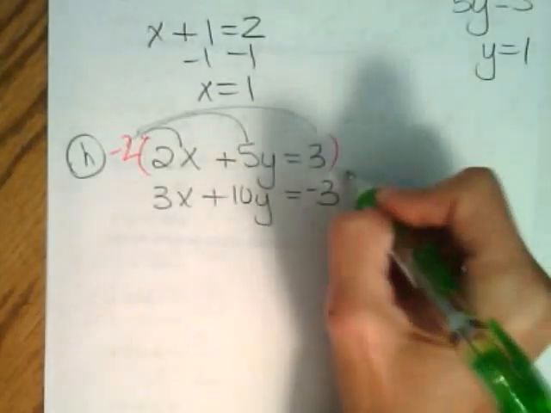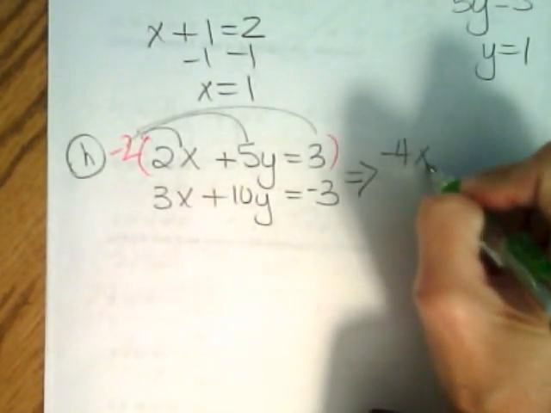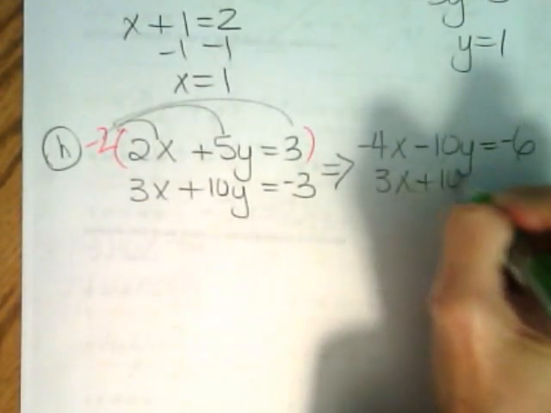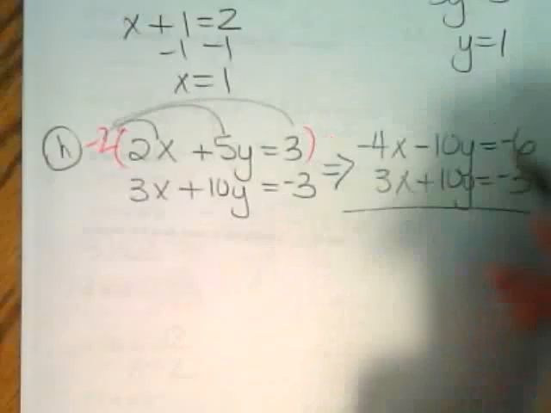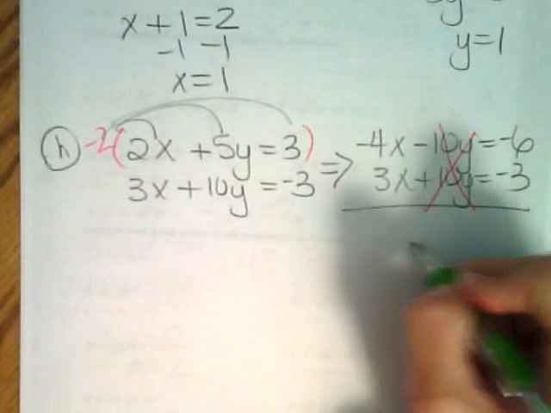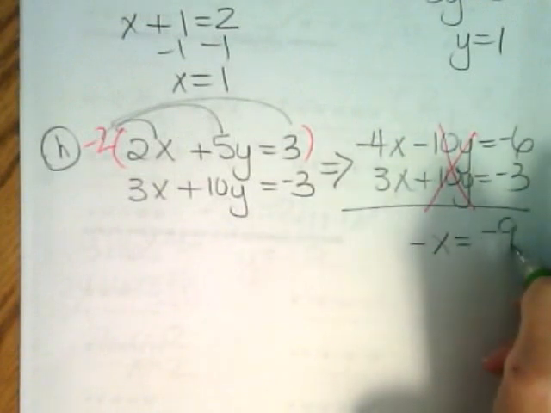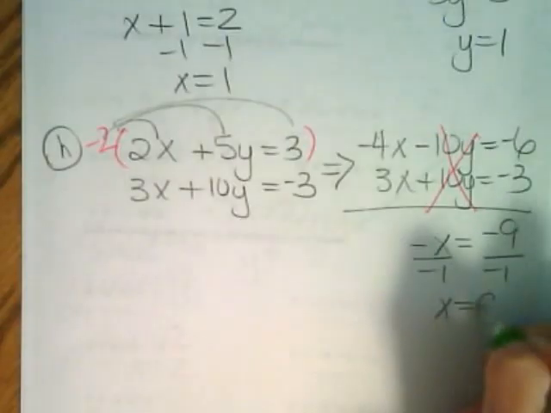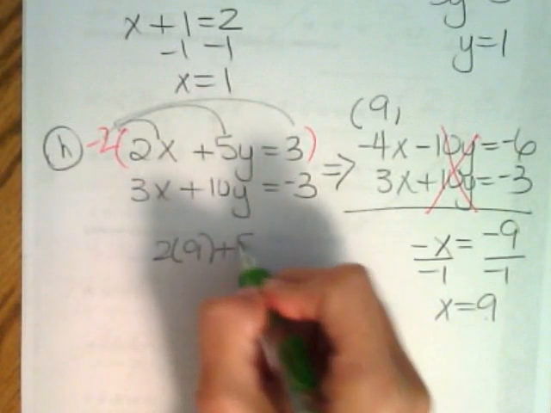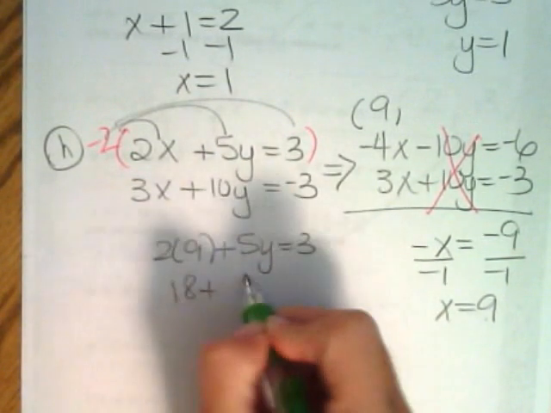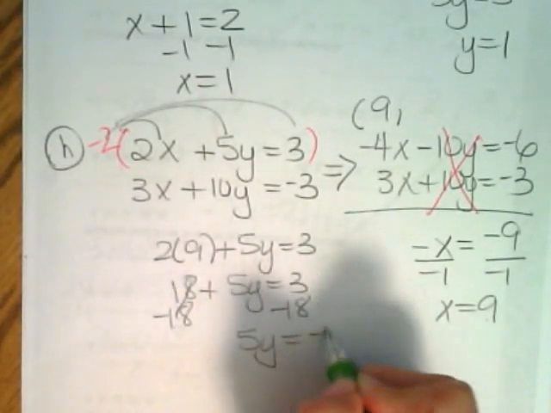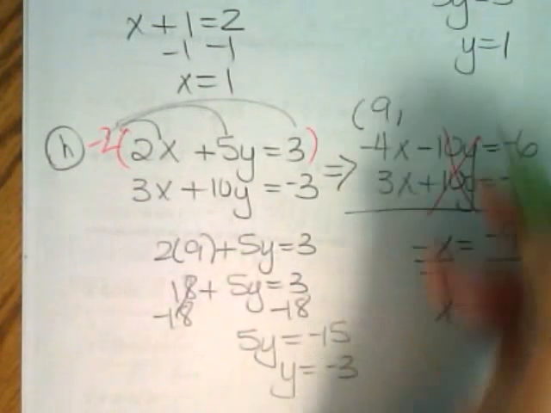Remember, multiply everything. So -4x minus 10y is equal to -6. 3x plus 10y is equal to -3. So now I have my zero pair, and -4x and a positive 3x gives me -x is equal to -9. So x is 9. Plug that back in. Get rid of 18. So 5y is equal to negative 15. y is negative 3.